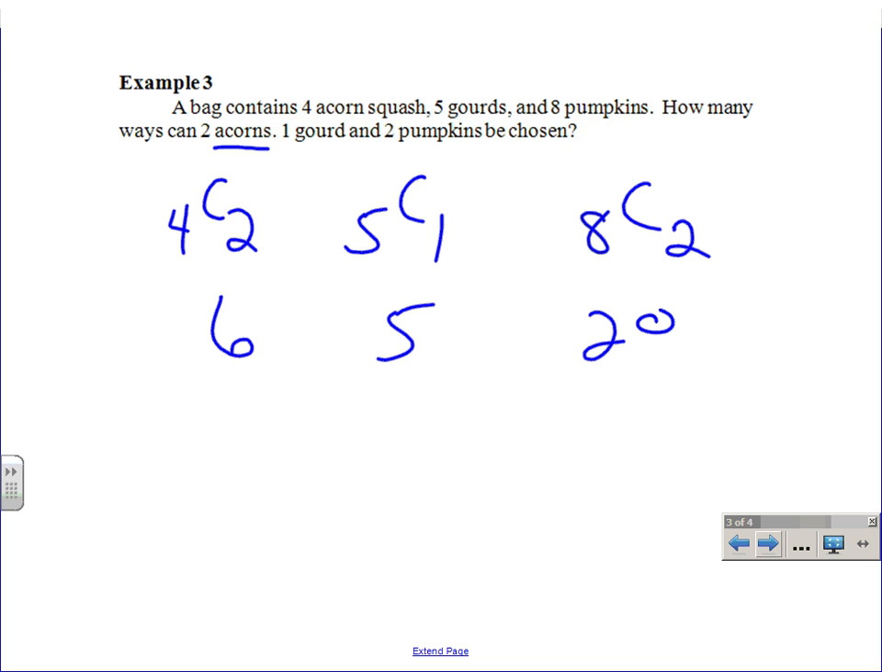So is the answer 6,528? No, I have been told in the past that is what the answer is. But remember, this is basically going back to the counting principle. Those are your blanks. They have 6 choices, and 5 possibilities, 28 possibilities. And so you go ahead and you multiply, and it's only 840.